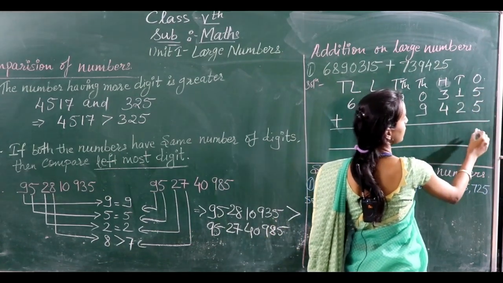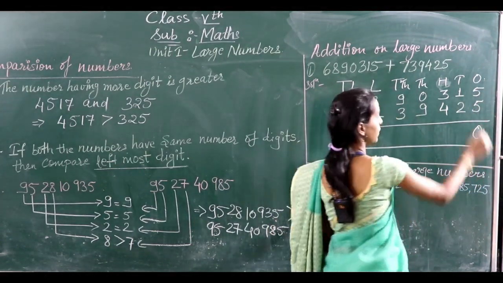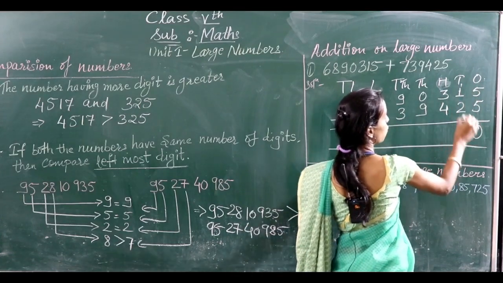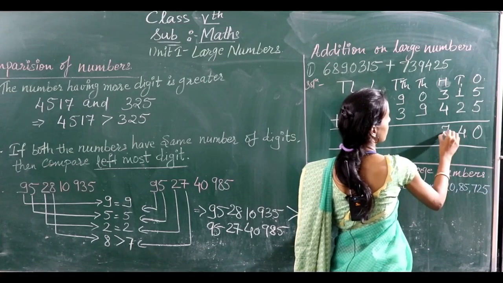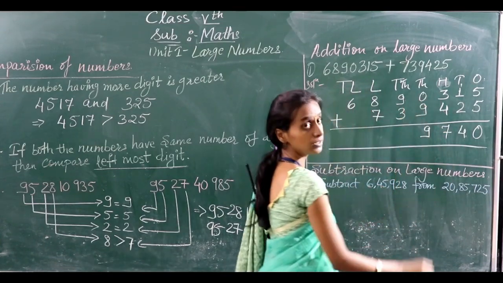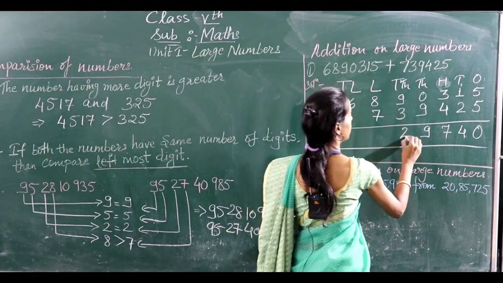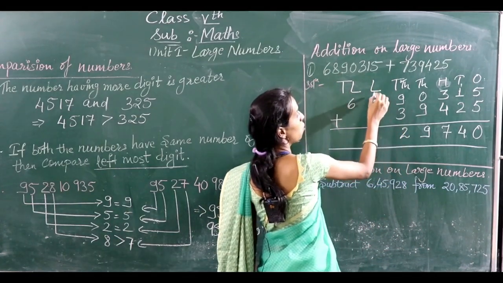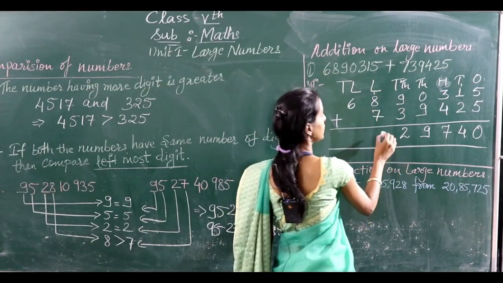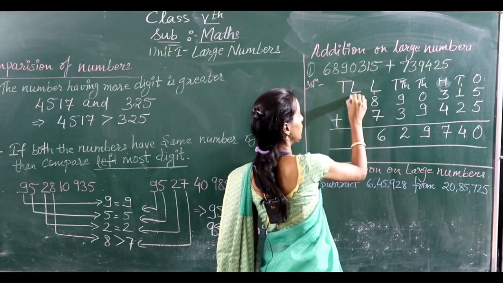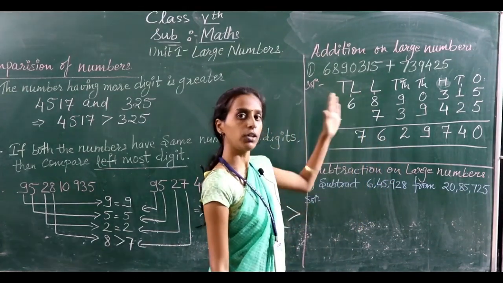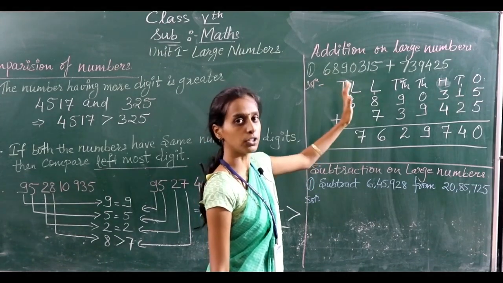5 plus 5 is 10, we get carry 1. Now 1 plus 1 is 2, 2 plus 2 is 4, 3 plus 4 is 7, 0 plus 9 will give you 9, 9 plus 3 is 12, 1 will be carry. So this is what we get: 8 plus 9 plus 1 is 16, again 1 carry, and 6 plus 1 will be 7. So in this way we can do addition of large numbers.